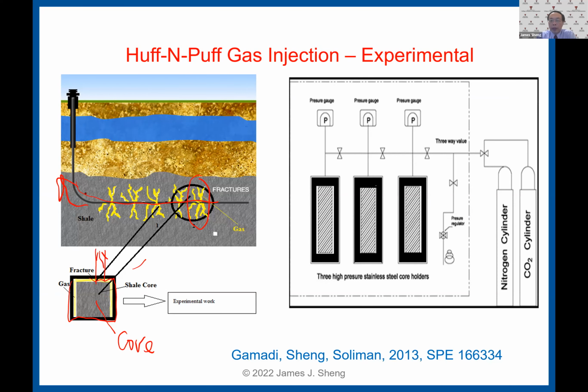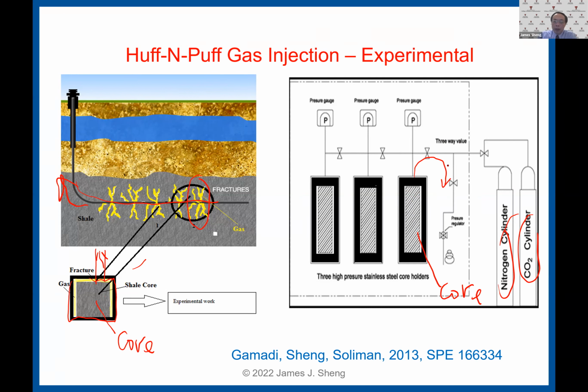So here is the schematic. We have either a nitrogen or CO2 gas tank. Here is the core. Initially, the core is saturated with oil. Then we supply CO2 at high pressure for some time, and then we deplete the pressure, and oil in the rock matrix will come to the fracture and then flow out of the matrix.